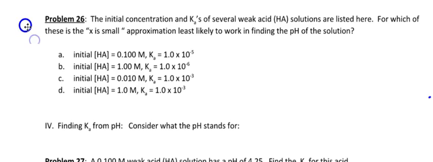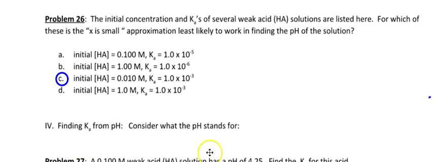I don't think it's A. Why not? Because it's 10 to the negative 5th. I don't think it's B because it's 10 to the negative 6. So it's between C or D. All right, so which one do you think that 5% is going to be worse? It's probably going to be letter C. When you have a smaller initial value, that 5% rule is going to be a little bit more iffy. If you have a larger one, then it may work out for you. So letter C is probably the one that's least likely to work for you.